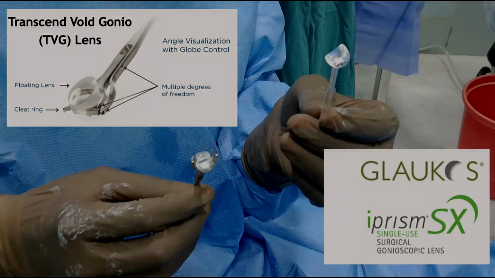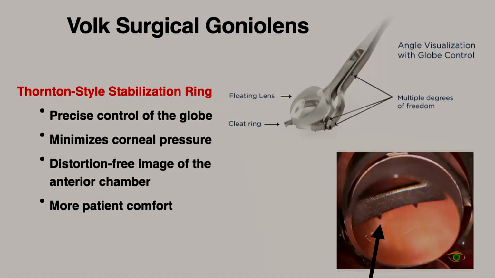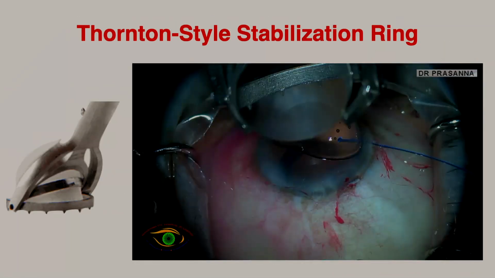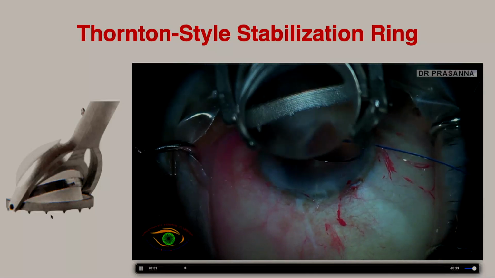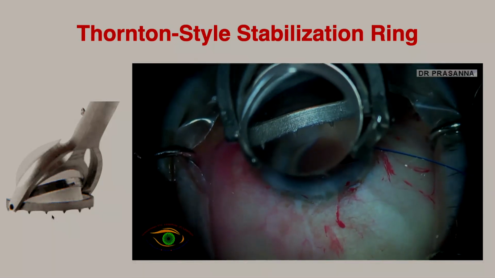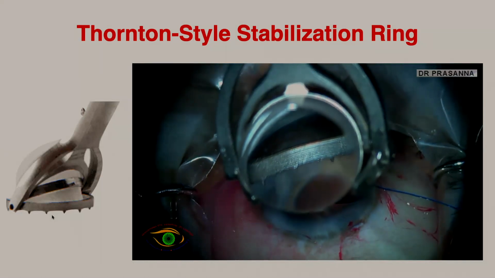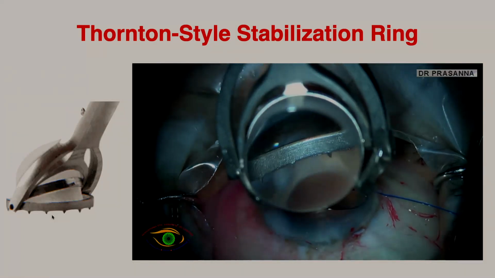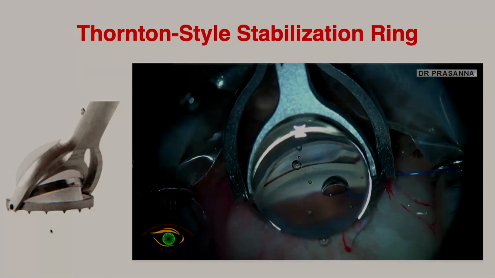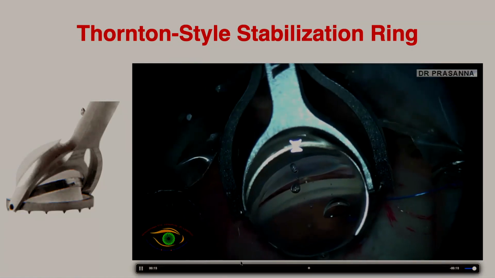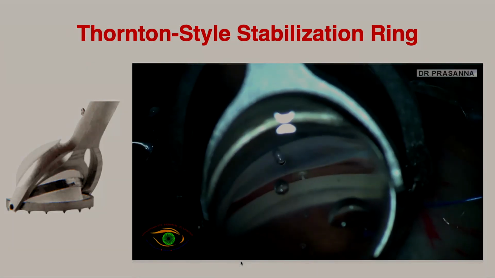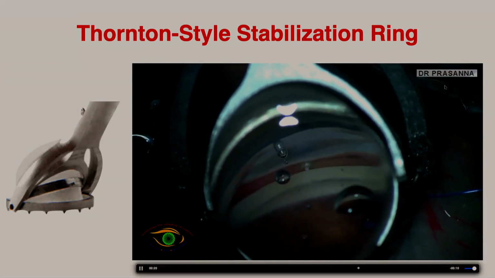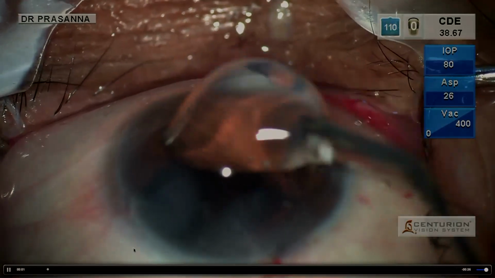No financial disclosure, but I just wanted to show this particular lens, the TVG lens. You can see that it has a clut ring here. I found this works well in my hands. Just to add on to the point on direct gonioscopy, the Thornton style stabilization ring. You can see that this lens has a lot of clut rings, especially in the initial stages when you give the peribulbar block and the eye is oriented in a different plane. Sometimes with the other lenses that are disposable, you don't really get an option to move the eye once you keep the lens. If you try to move the eye once you have placed the lens, you end up losing the angle. But with the Thornton style stabilization ring, I've always felt the added advantage.